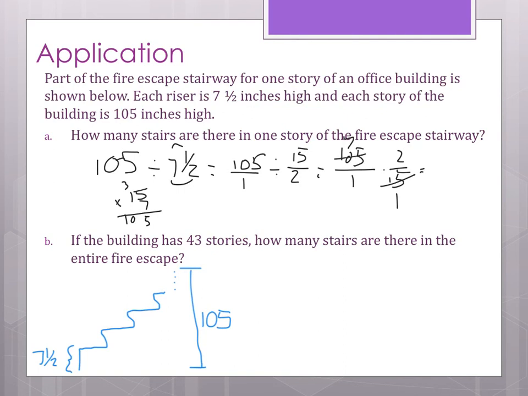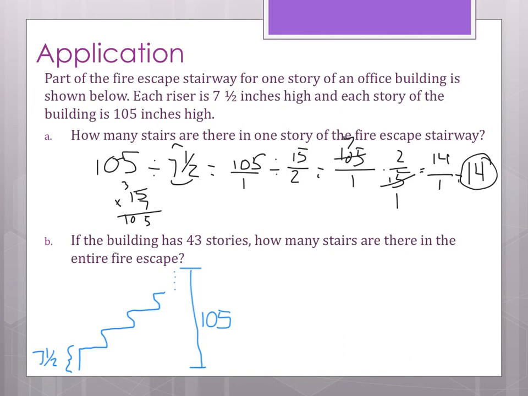So now we can multiply across the top. 7 times 2 is 14. And then on the bottom, 1 times 1 is 1. So we get the whole number 14. And this makes sense, right? We shouldn't have half a stair or a third of a stair or a 15th of a stair in a story. It should be a whole number.